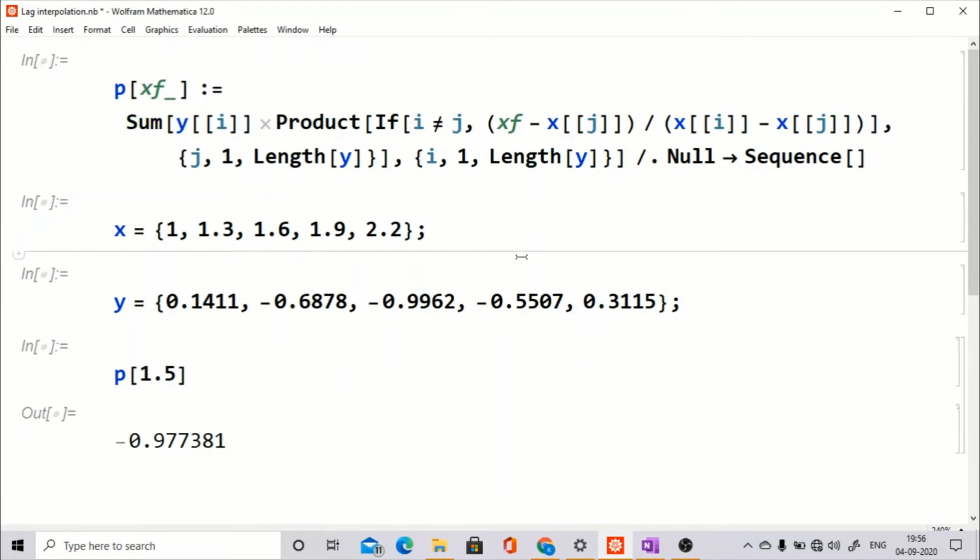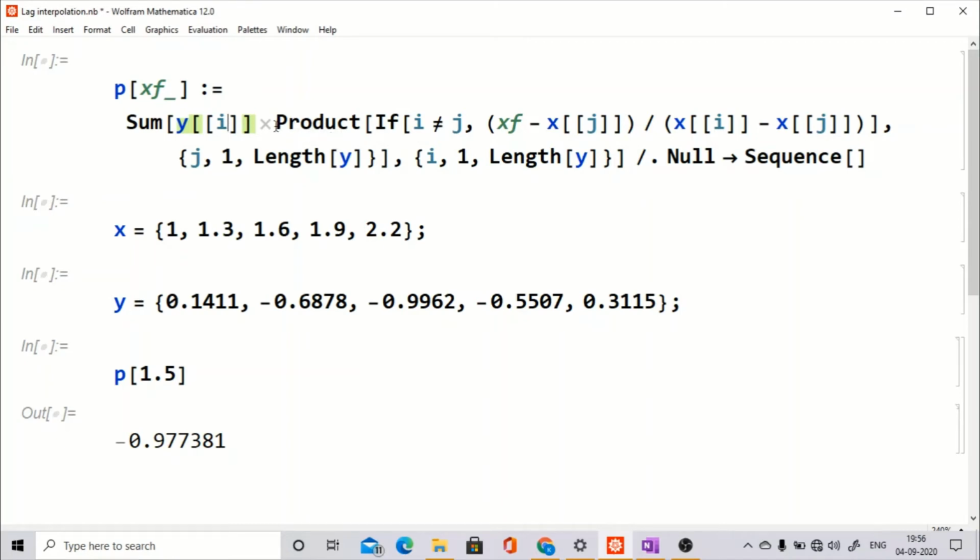So you can see here that I have written a very small program for Lagrange's interpolation. So here you can see p of xf. So p depends on xf, and I have defined the function like this. Here it is Sum, and it is varying from i to the length of y. So basically the total length of y will be n. Here you can see y written in double brackets, so it basically means the ith element of the array y.